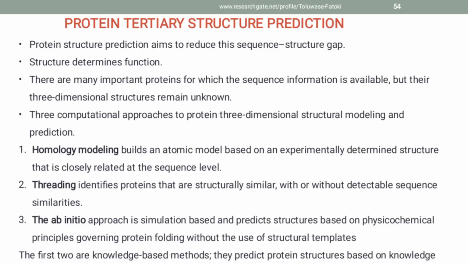Until your protein assumes the tertiary structure, at least the tertiary structure, it can go to the quaternary structure, but until it gets to the tertiary structure, it is non-functional. So this helps us to determine or predict the tertiary structure of our protein. Protein structure prediction aims to reduce the sequence-structure gap.